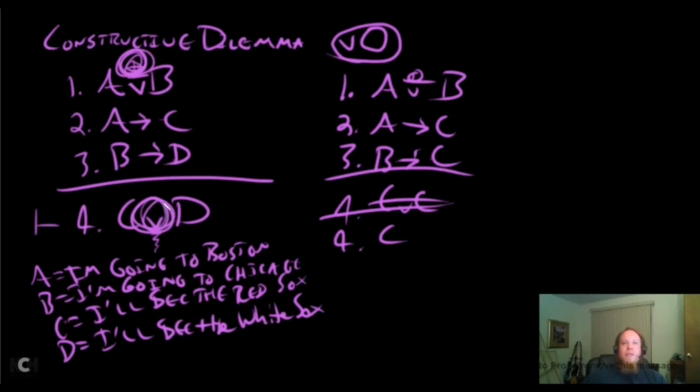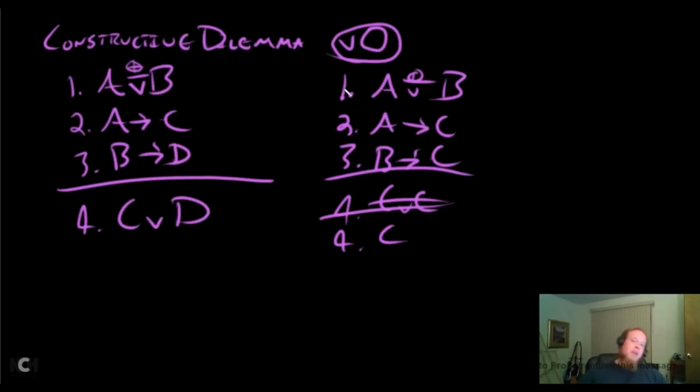Hey, maybe the White Sox are playing the Red Sox in Boston. Maybe the White Sox are playing the Red Sox in Chicago. So it's still possible the two results could happen together. So it has to be an inclusive result, but that's what's going on there. I'm going to one or the other. If I go to one city, I'm going to see this team. If I go to the other city, I'm going to see this team. The answer is I'm going to see this one or this one. Possibly both, because I might see them play each other. That's what's going on in the version on the left.